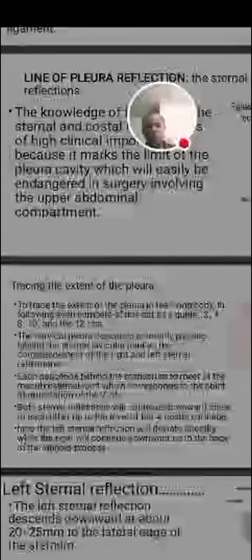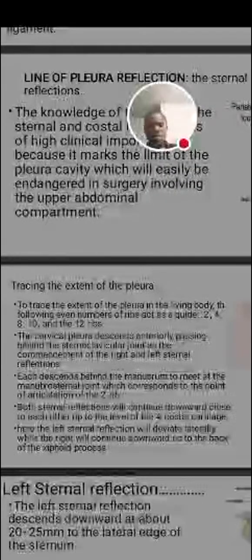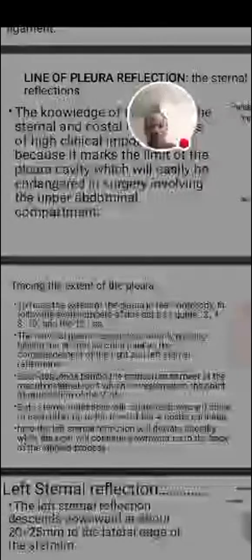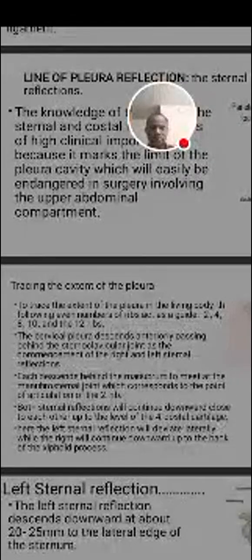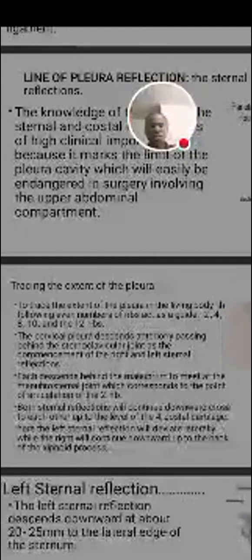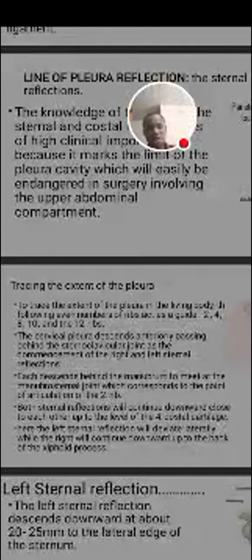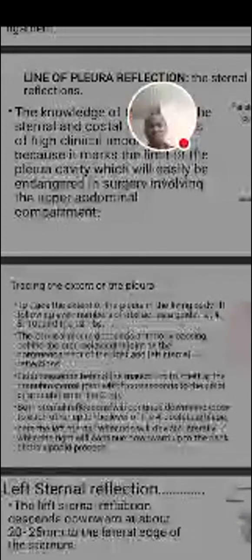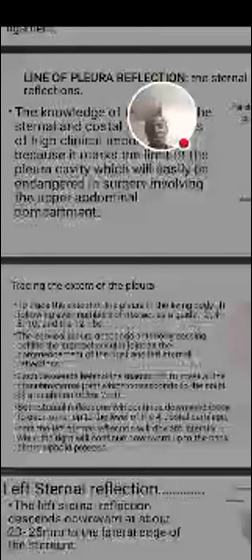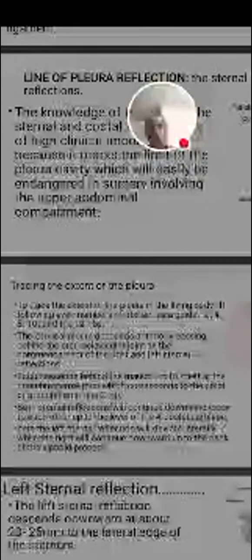The pleura on each side descends behind the manubriosternal joint to meet at the point of articulation of the rib 2. Both sternal reflections will continue downward close to each other to the level of the 4th costal cartilage. Here, the left sternal reflection will deviate laterally, while the right will continue downward up to the back of the xiphoid process. That is what they mean.